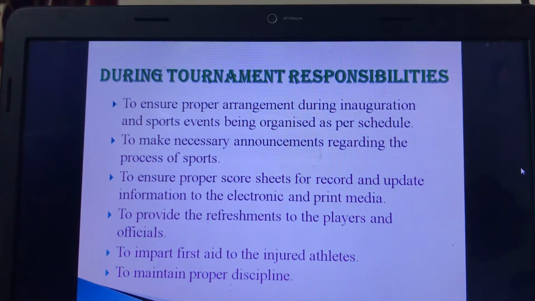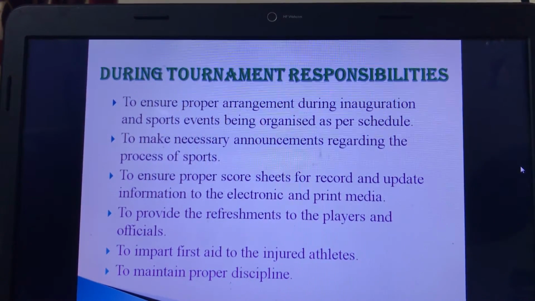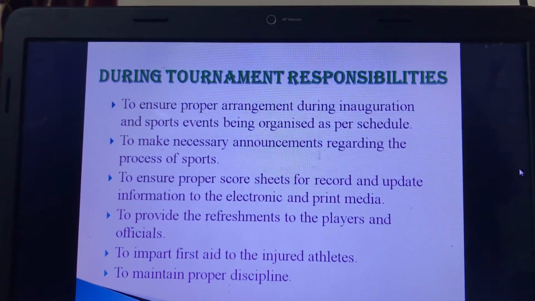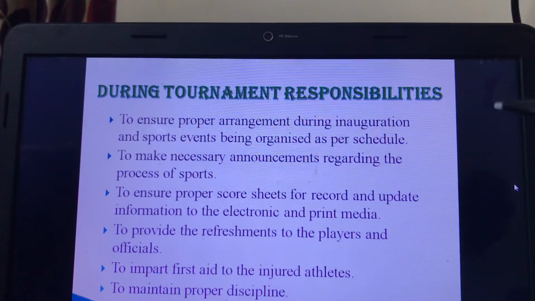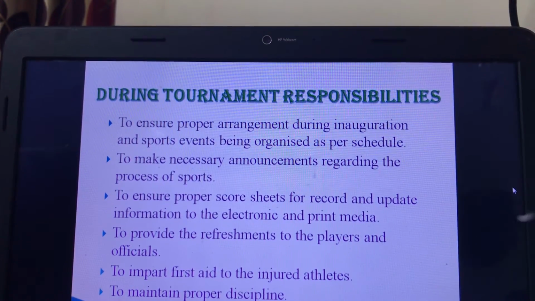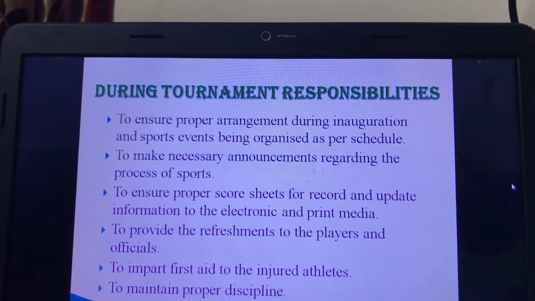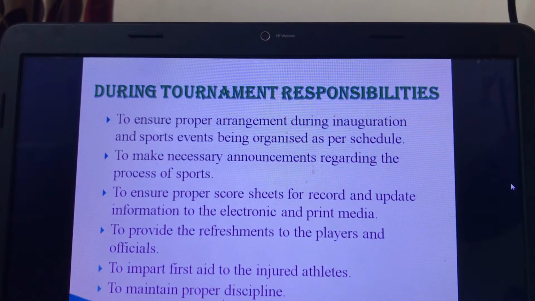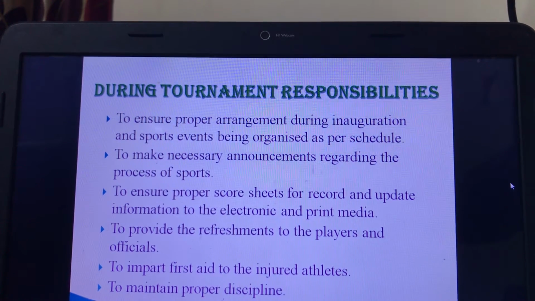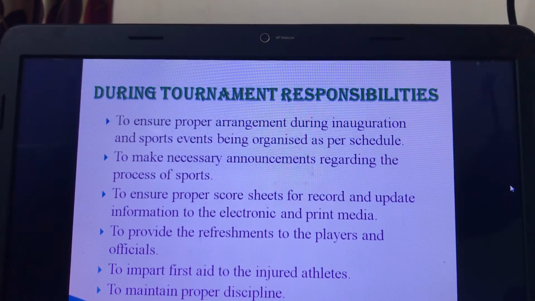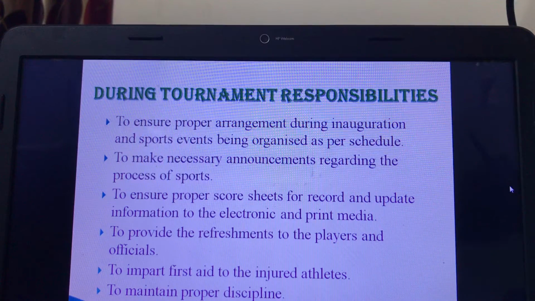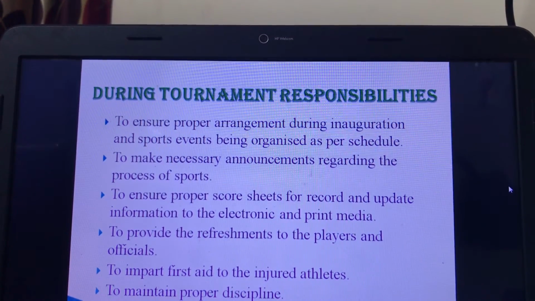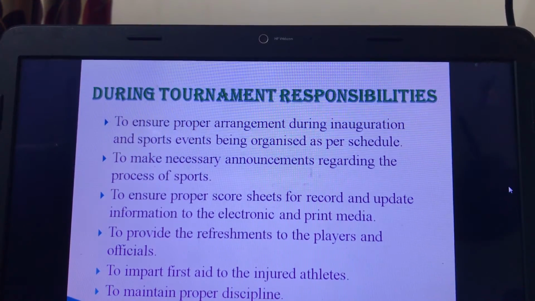Here also, in this you see, the maximum number of committees will work during the tournament, because at this time all the committees will work. What they have to do: first, they have to ensure proper arrangement during the inauguration and that the sports events are organized as per schedule. The committees involved in all this work have to be very alert whether it is going clearly or not as per schedule.